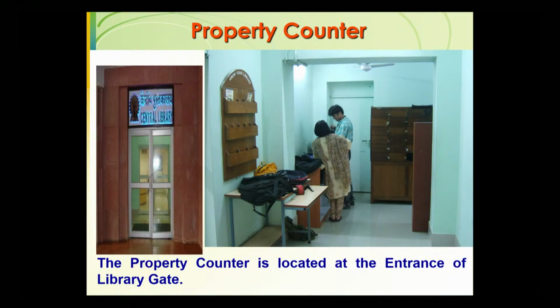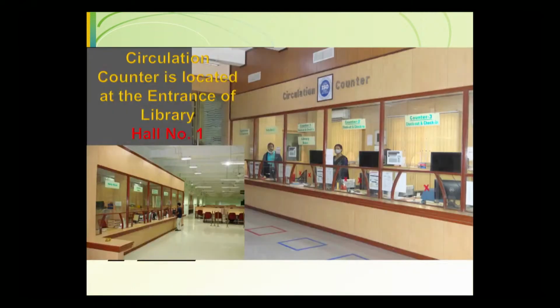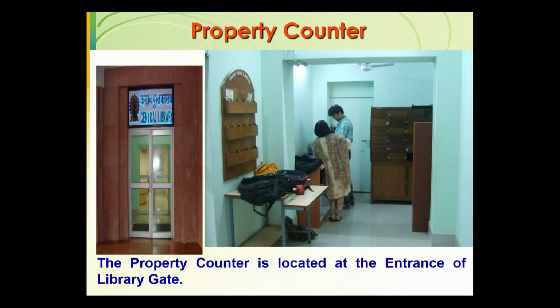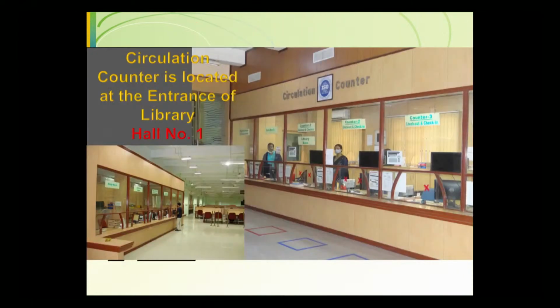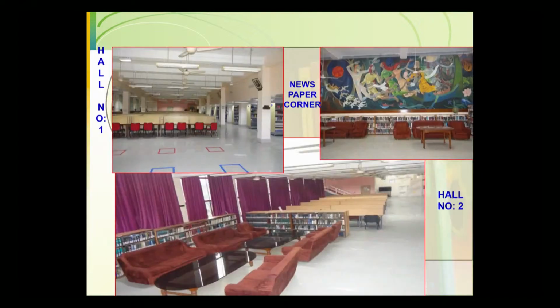This is the circulation counter. It is situated in hall number 1. Next. So this is the circulation counter where you will come and issue the books. This is hall number 2. Actually, I want to show some pictures because you are not here, so you can have a feeling of how this library is. That's why I want to show some photographs so that you will have an idea.